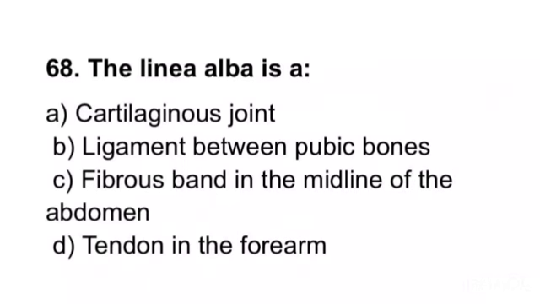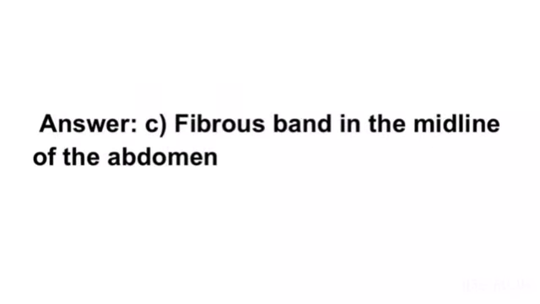A. Cartilaginous joint. B. Ligament between pubic bones. C. Fibrous band in the midline of the abdomen. D. Tendon in the forearm. Answer, C. Fibrous band in the midline of the abdomen.